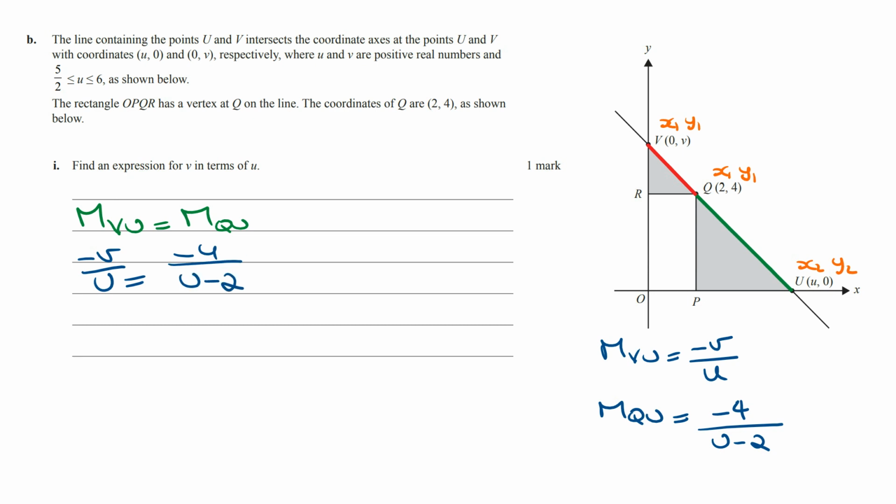We now have an equation in terms of v and u, and we have to solve for v. The two negatives will cancel out, and so we're going to get v over u is equal to 4 over u minus 2. Multiplying both sides by u, we're going to get v is equal to 4u over u minus 2.